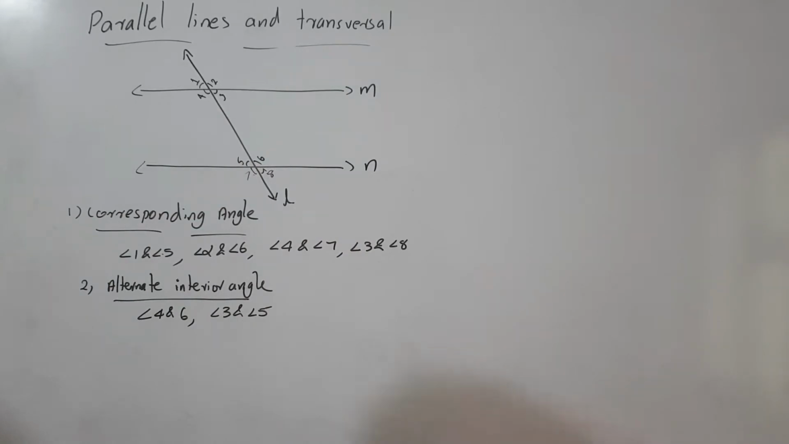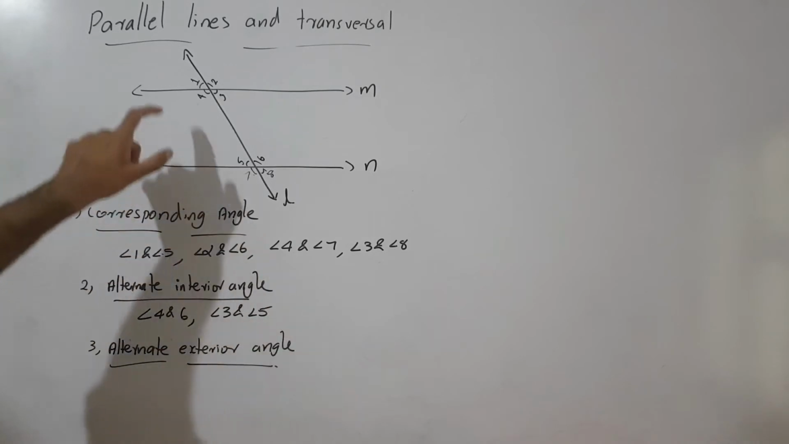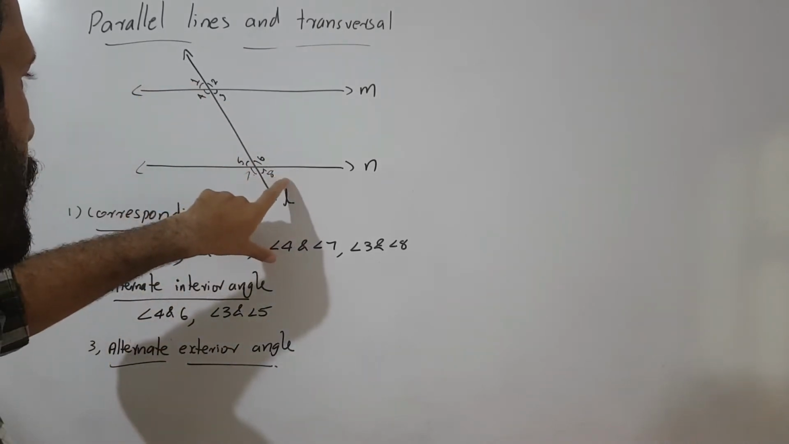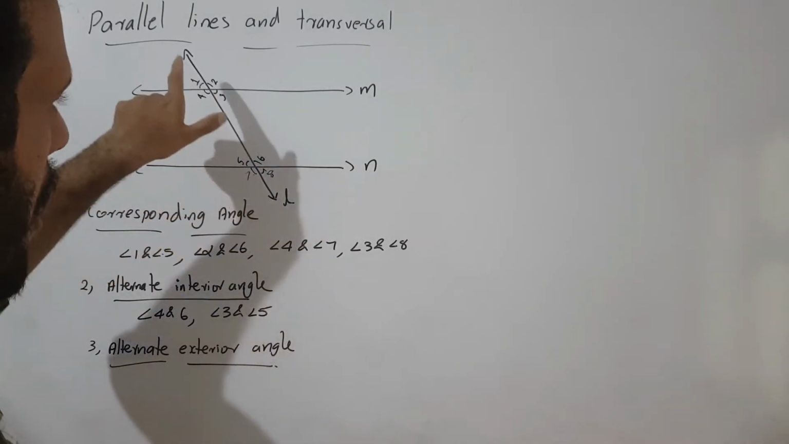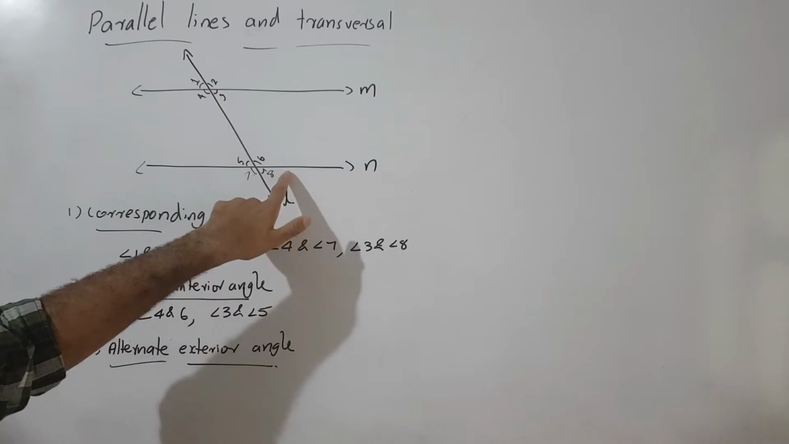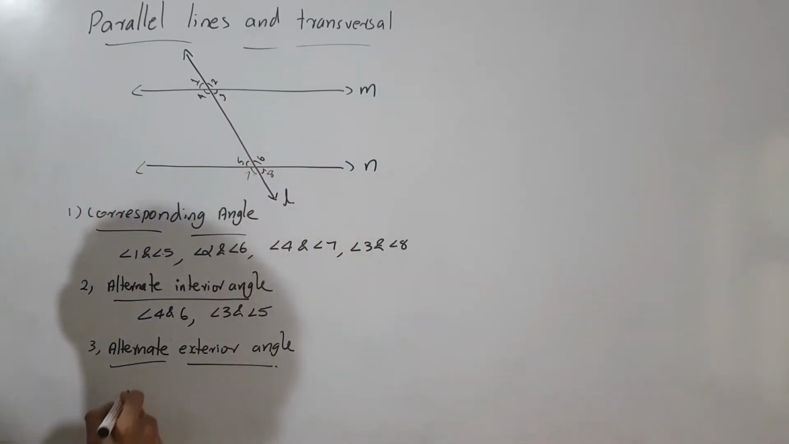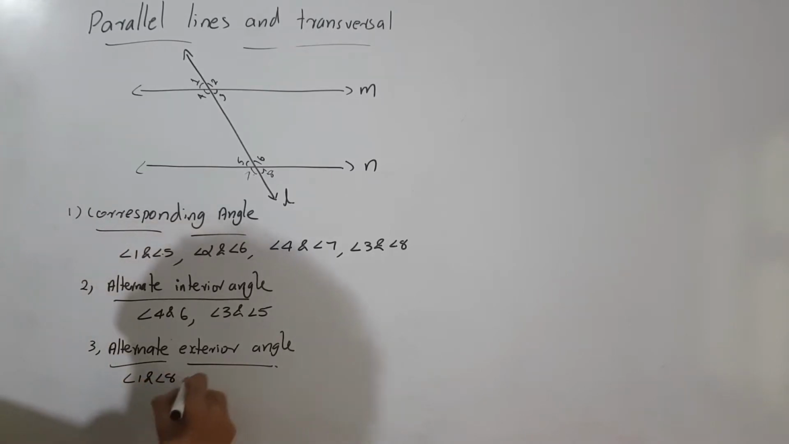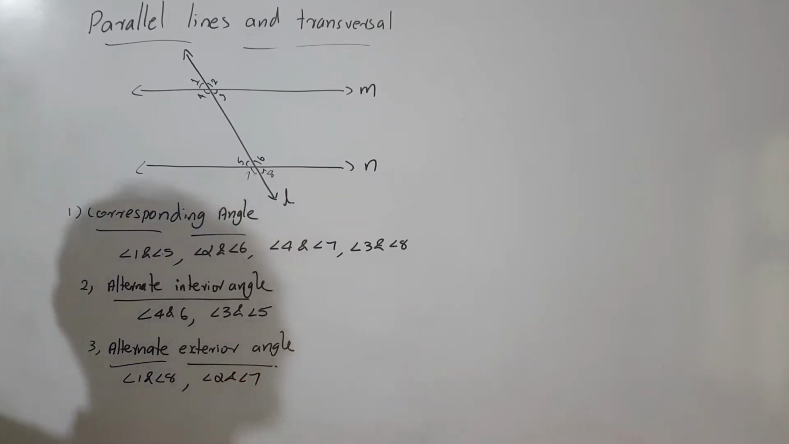The next one is alternate exterior angles: angle 1 and angle 8, angle 2 and angle 7. These are called alternate exterior angles.